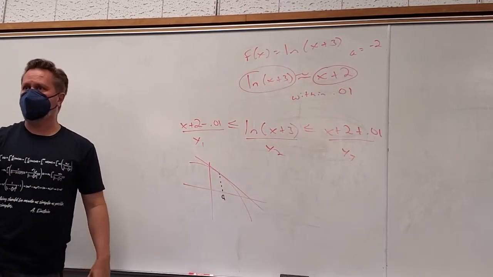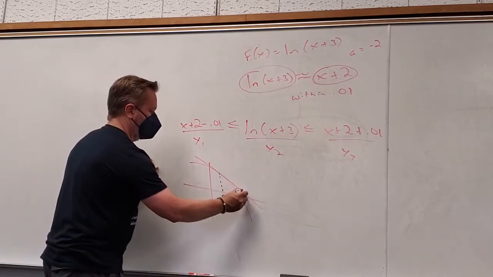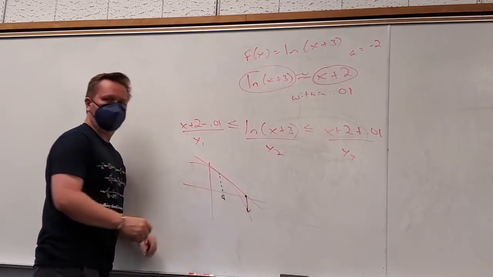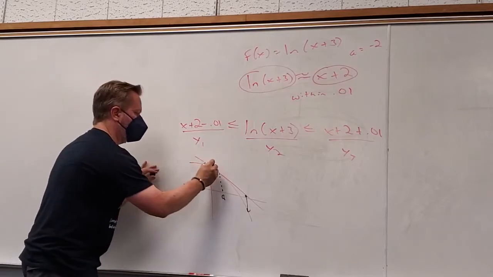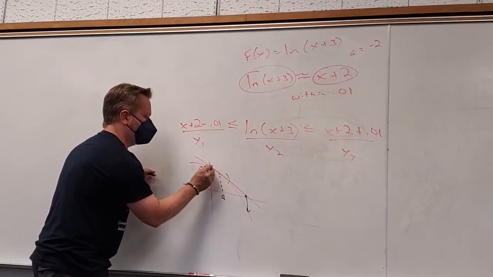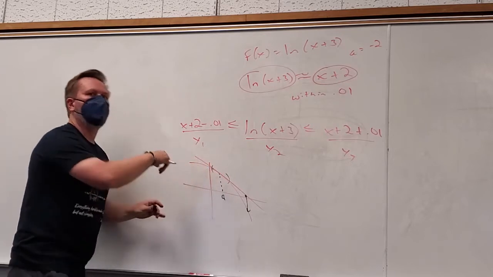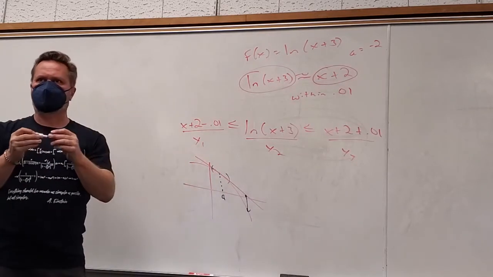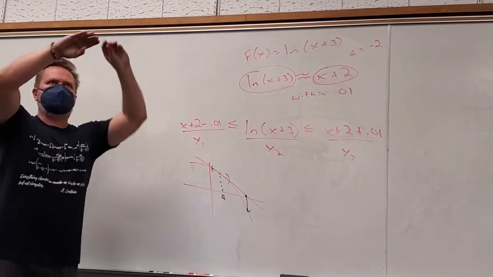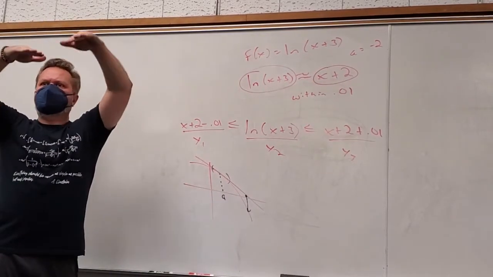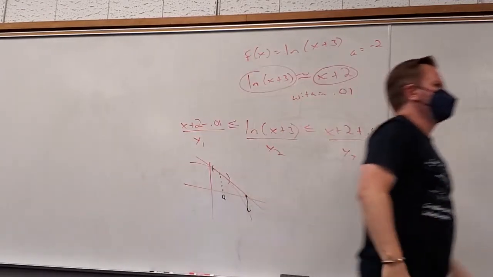Do you guys agree with me? If I'm here, how different is it? Pretty different, right? So this question is just, how close do I need to be so that this error is less than 0.01? So visually, it's going to make sense. Okay, let's see what happens.